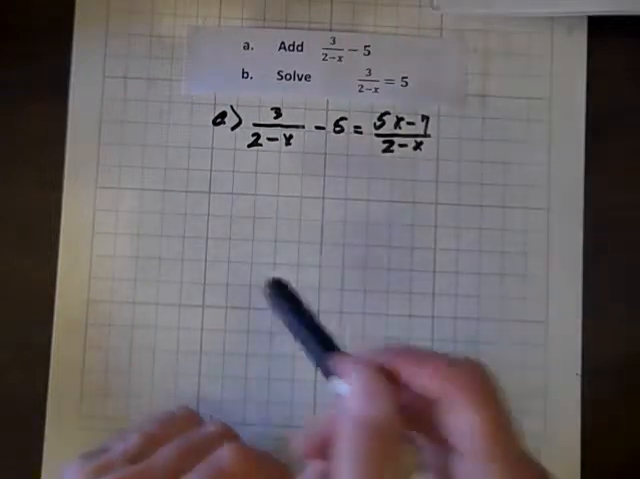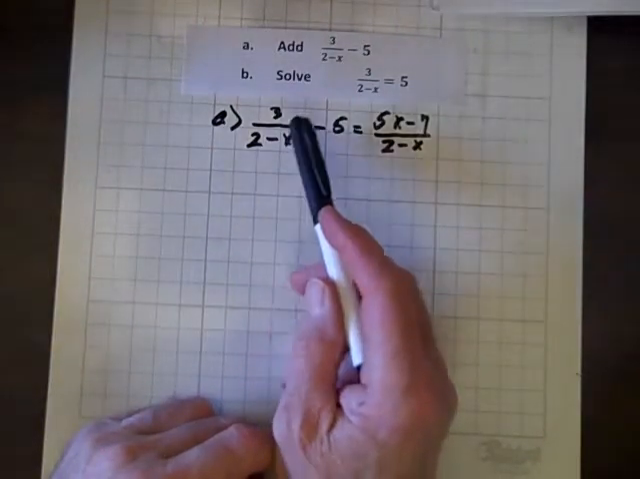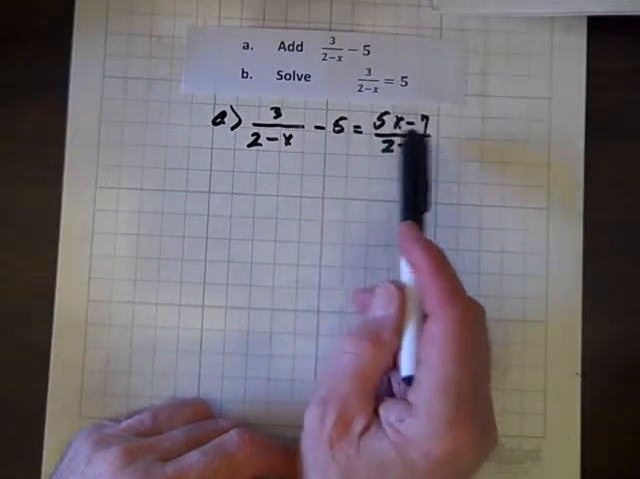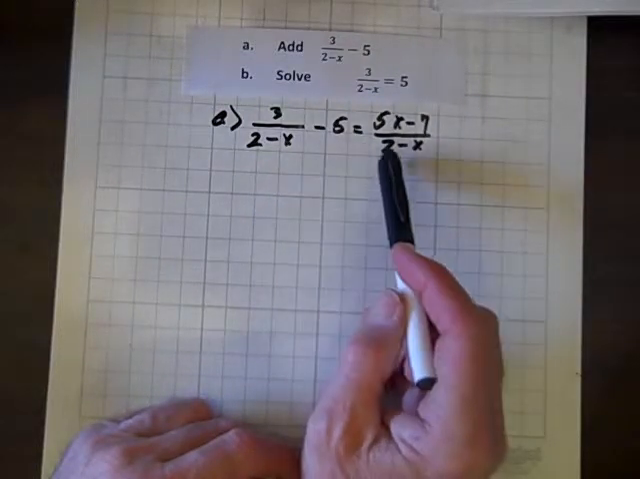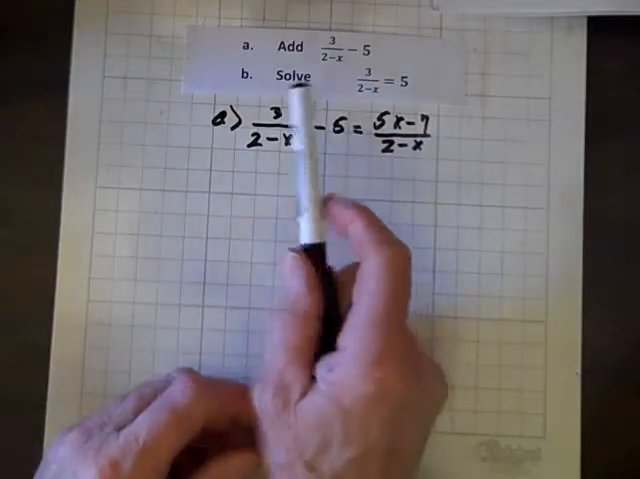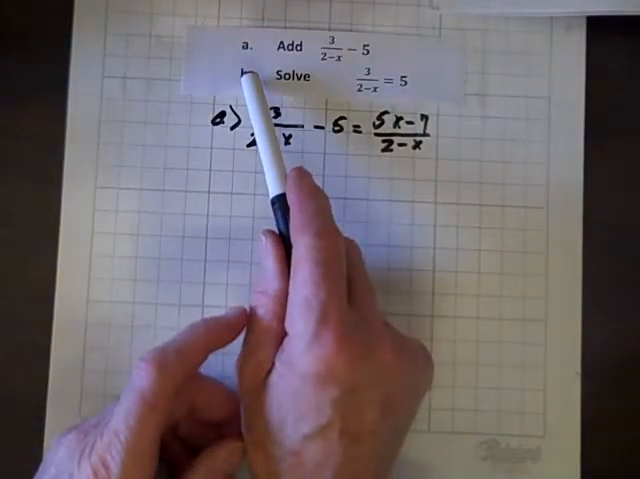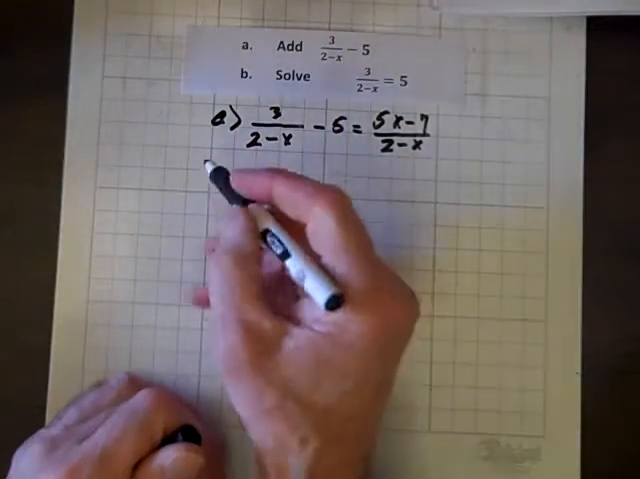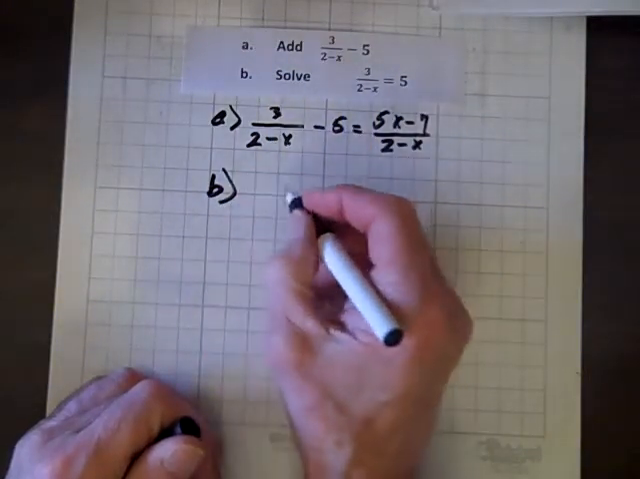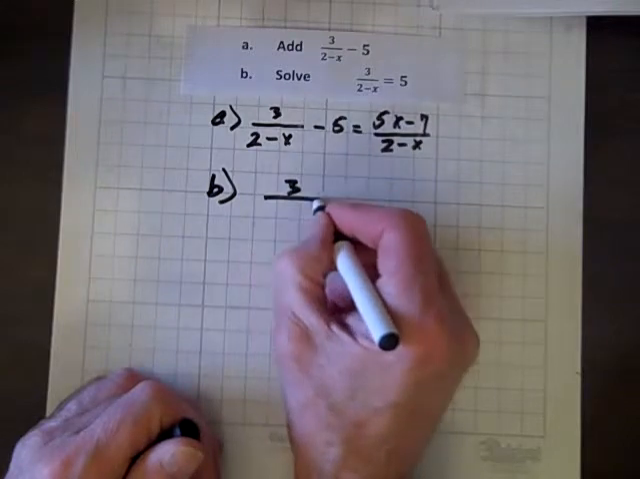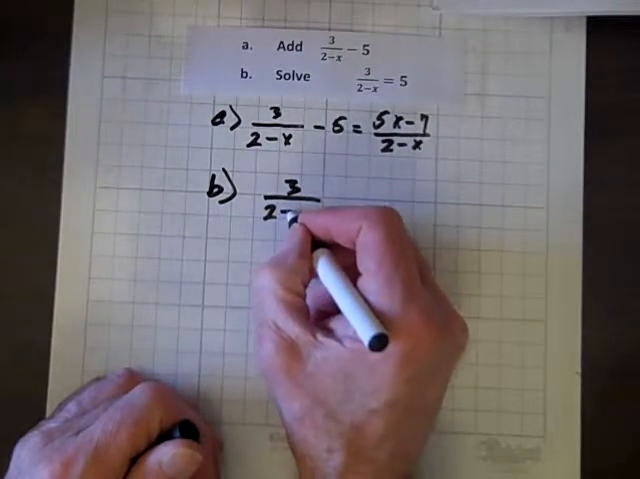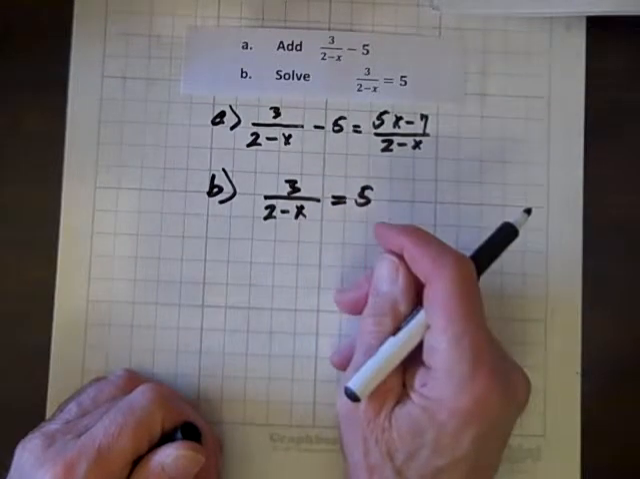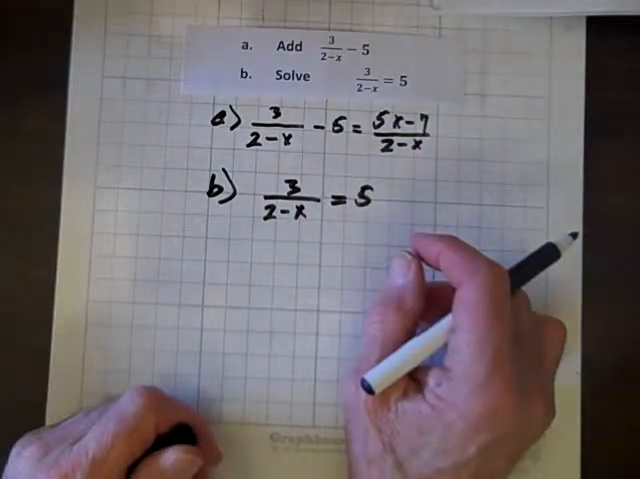Well, we just determined that 3 over 2 minus x minus 5 equals 5x minus 7 over 2 minus x. Now we'll deal with question B, and we'll solve the equation 3 over 2 minus x equals 5. And we're going to do this a couple of ways.